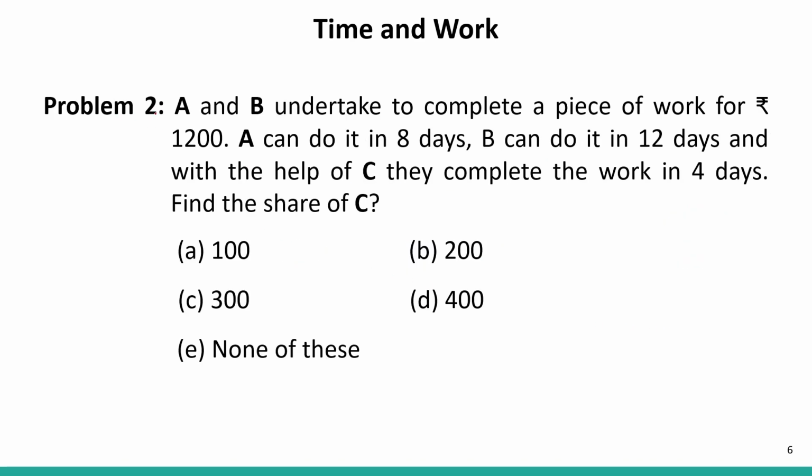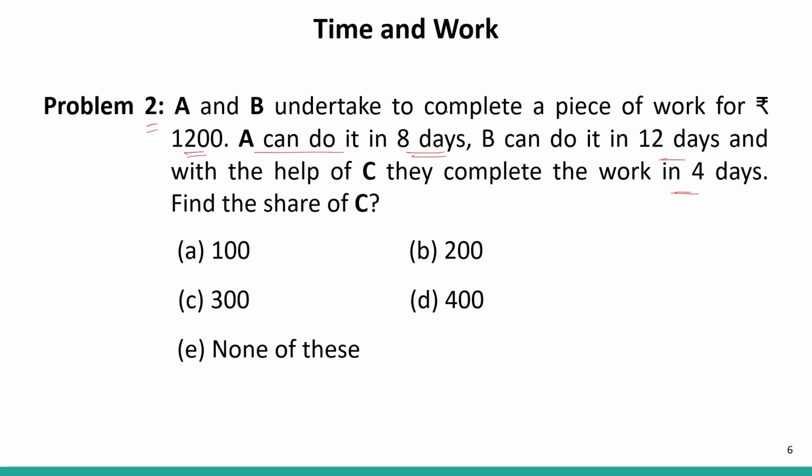Let's go forward with problem number 2. A and B undertake to complete a piece of work for 1200 rupees, and A can do it in 8 days. B can do it in 12 days, and with the help of C they can complete the work in 4 days. So find the share of C.